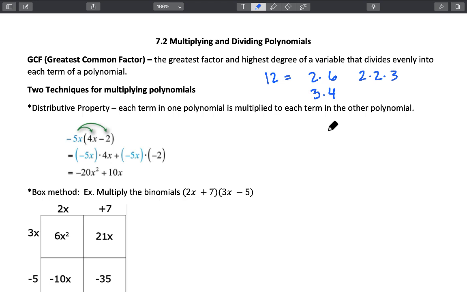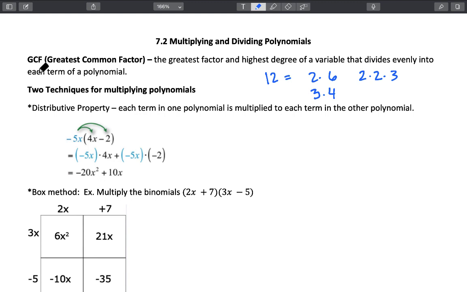Welcome to chapter 7.2. If you recall, in our previous video, we looked at adding and subtracting polynomials. Well, today we are going to look at multiplying and dividing polynomials. Before we get started on that, there's a few important terms that we need to talk about.